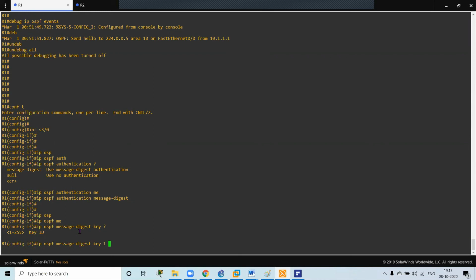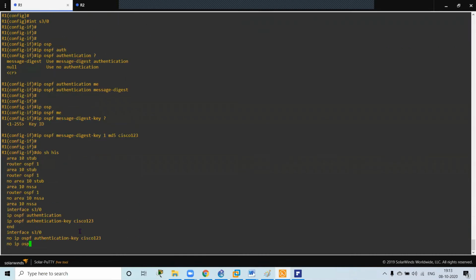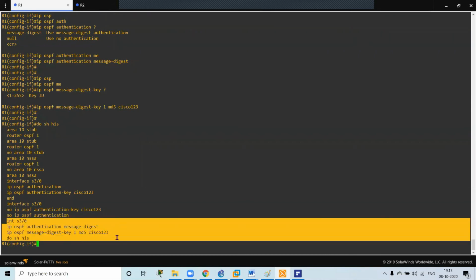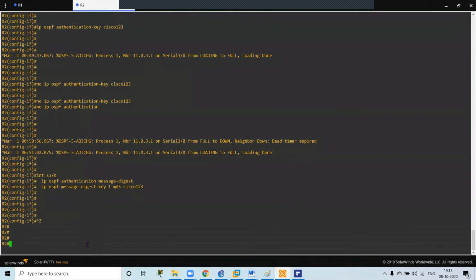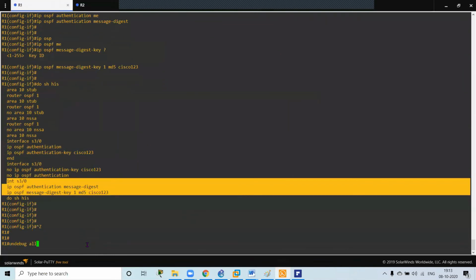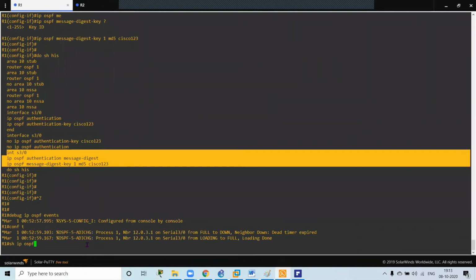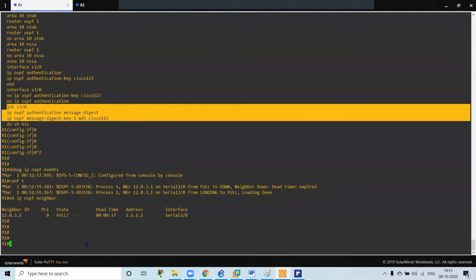So key ID is 1, MD5, and the password is Cisco123. Do show history. Same commands on the other router. If I see show IP OSPF neighbors, I am having a neighborship with 12.0.0.3. Understood? Yes. That is authentication at this interface level.